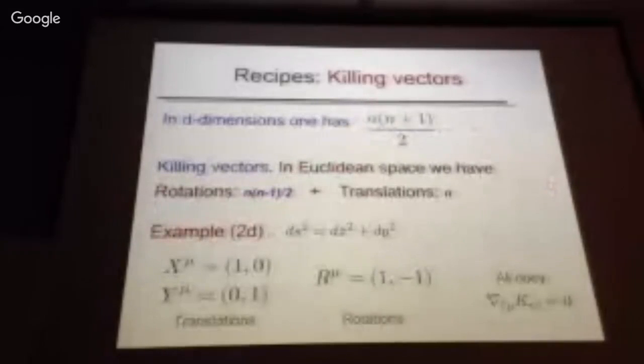So in particular, if you are in n dimensions, the number of Killing vectors is n times (n plus 1) divided by 2. So in Euclidean space, for example, we have that rotations are n times (n minus 1) over 2, and translations an extra n. So those add up to the n-dimensional number of Killing vectors. As an example, in 2 dimensions, if you just have flat space, you have translations in x and y, and then you have rotations. And they all obey this Killing equation.